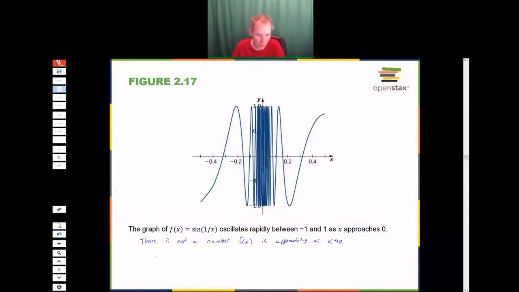So the limit as x approaches 0 of sine of 1 over x does not exist, because the graph is oscillating between -1 and 1. It's not approaching a single number. So this is another way in which a limit cannot exist.